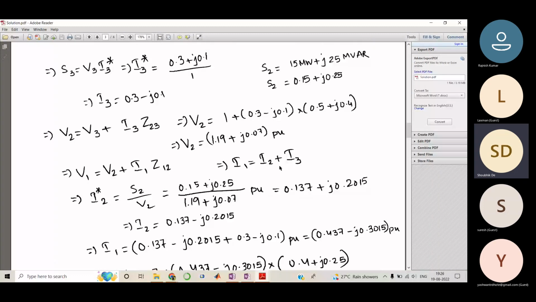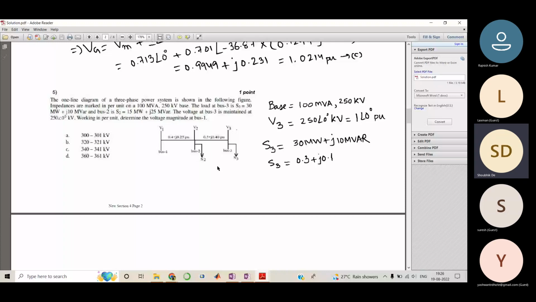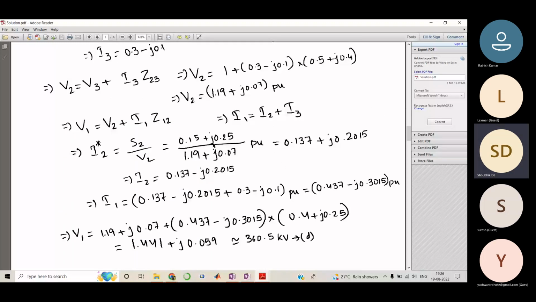So we have to calculate I2, right? We know what is I3. We just calculated it, which was 0.3 minus j0.1. So what would be I2? It would be S2 by V2, right? Because S2 is the power being drawn from bus 2. We also have the information of S2, which is 0.15 plus j0.25, and we also just calculated the value of V2. If you calculate this, it comes out to be 0.137 plus j0.2015. So again, this is a conjugate.